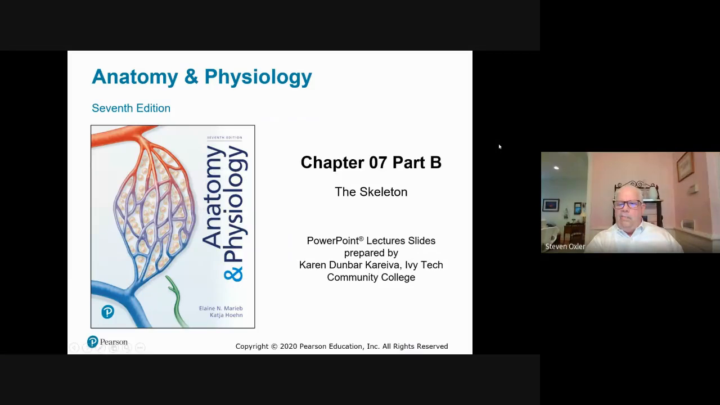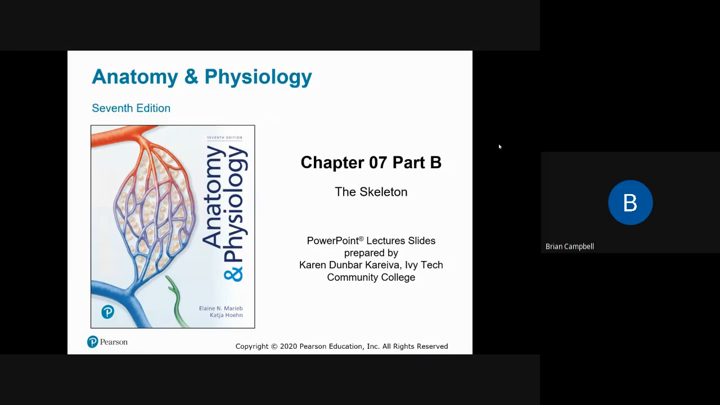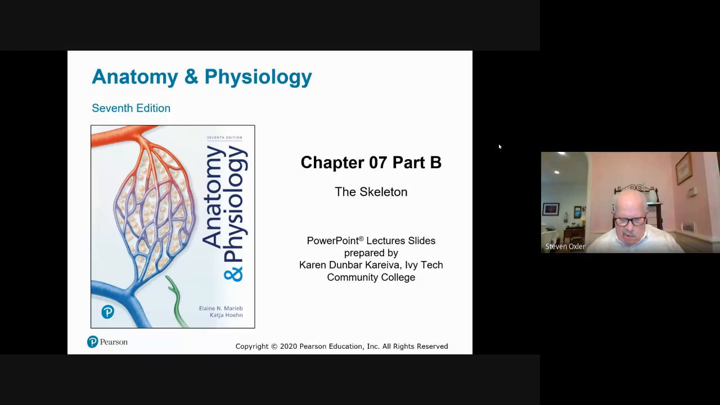Can we all see that? Yes. Okay, good. We're going to finish the axial skeleton, and then we're going to go to the appendicular skeleton.